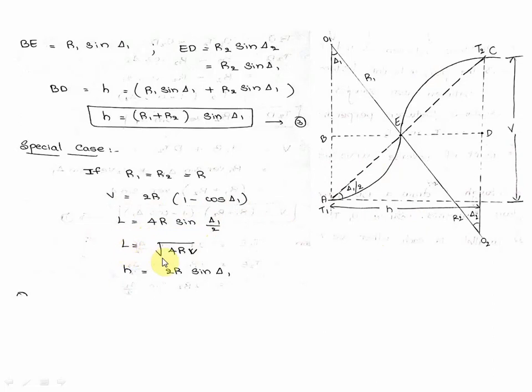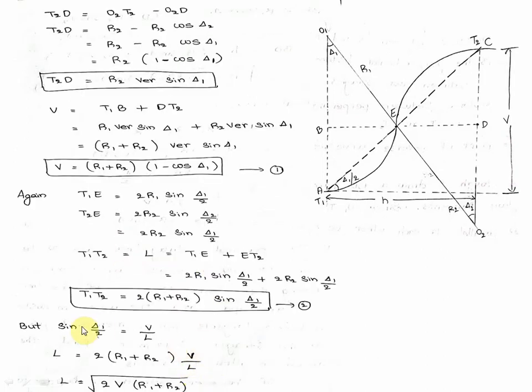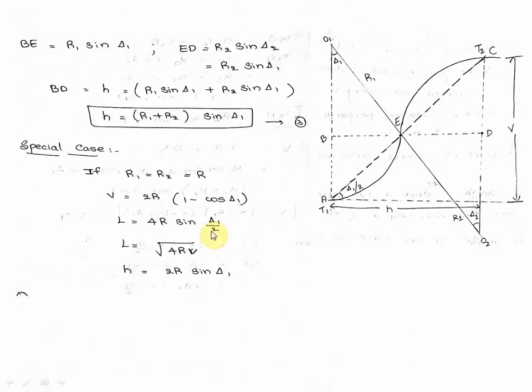That is nothing but L equal to 4RV, because sine delta 1 is again V by L. So if L goes to LHS, that is L square equal to 4RV. Again, if you take the square to RHS, it will become root. So L equal to root of 4RV. It is the same as the previous equations. Here also sin delta 1 equal to V by L.